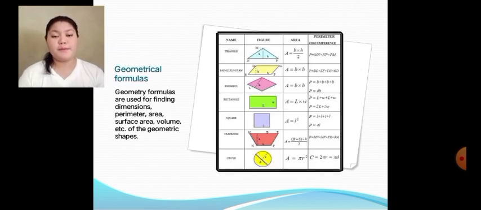Our main topic is the geometrical formulas. Geometric formulas are used for finding dimensions, perimeter, area, surface area, volume, etc. of the geometric shapes.